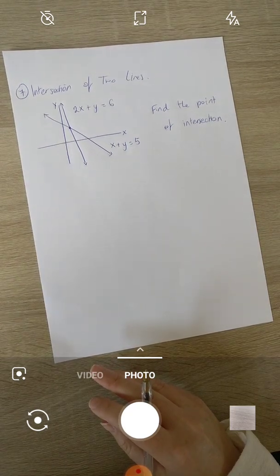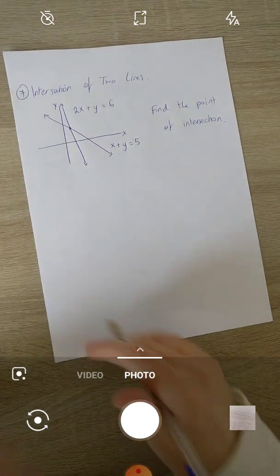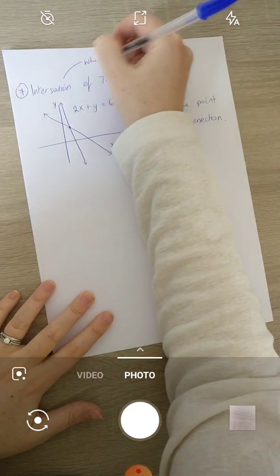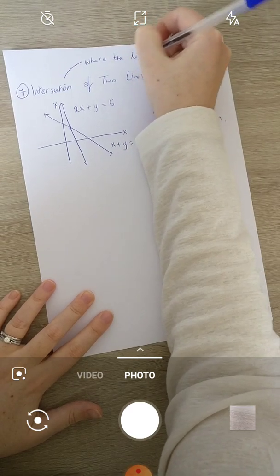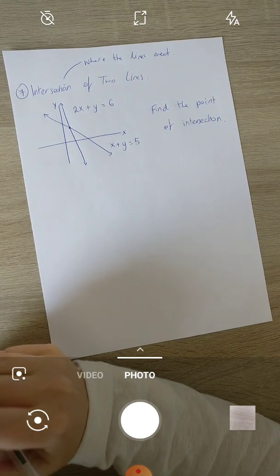Now, intersection of two lines. Okay, so in my picture here, intersection is where the lines meet. Okay, and these lines are going to only meet at one point only.